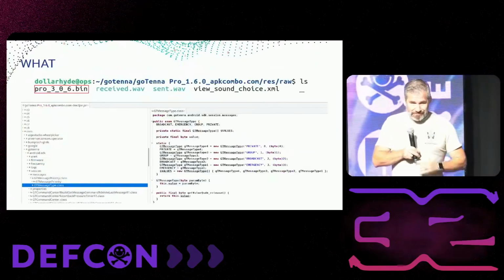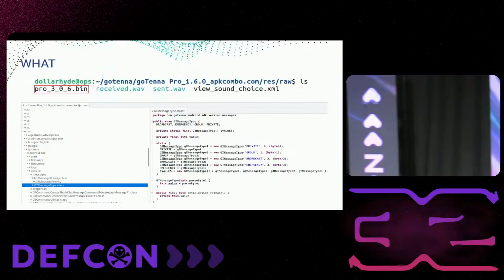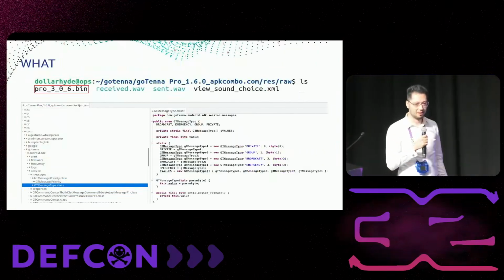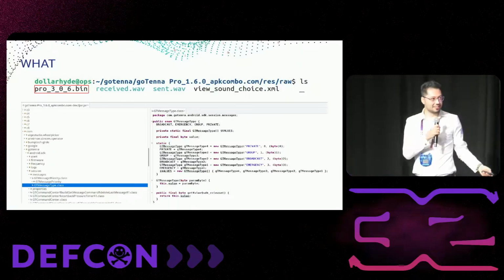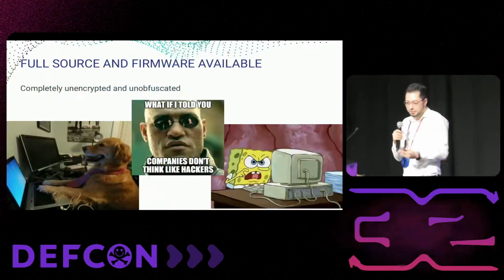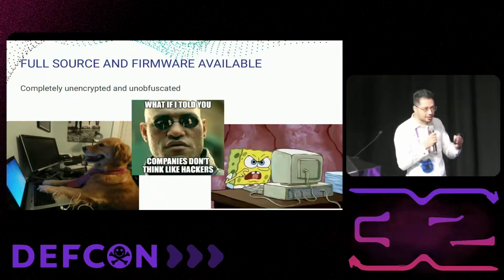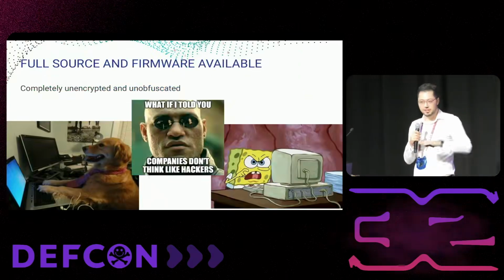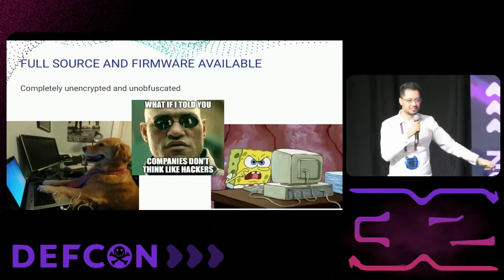Yeah, look at this. We go in, decompile it, boom. We can see the firmware in there. We can see the source code. I was looking for this, but it's right there. Wow. Yeah, so companies really don't think like hackers. Hackers, like the guys in these pictures, can find full source code and firmware available, completely unencrypted and unobfuscated.